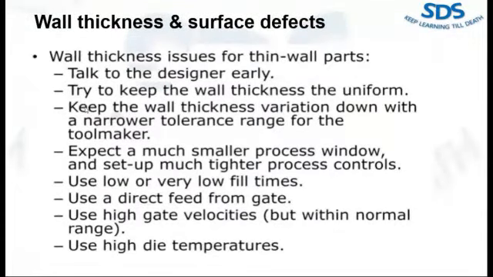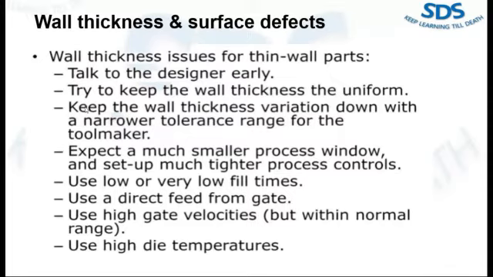Here are the main wall thickness issues for thin wall parts. Talk to the designer early so that accommodation can be made for thin wall process requirements. Try to keep the wall thickness uniform throughout the part. Keep the wall thickness variation to a minimum by insisting upon a smaller tolerance for the toolmaker. Also, the process window, which we are talking about from the PQ square diagram, will be much smaller, requiring tighter process control.